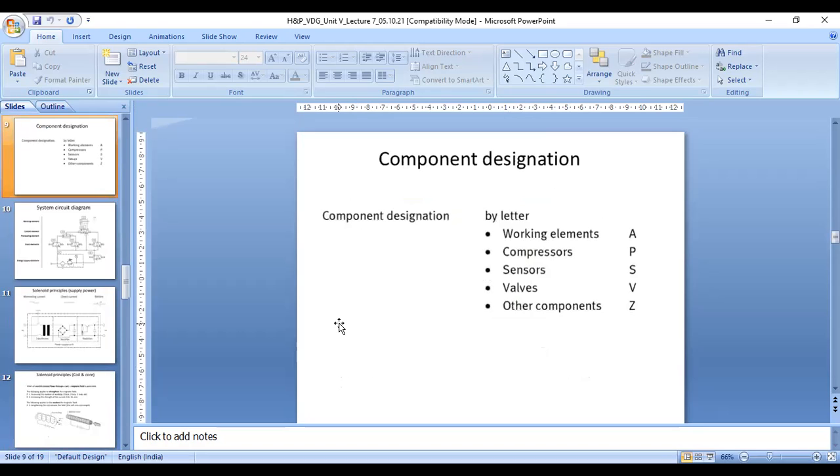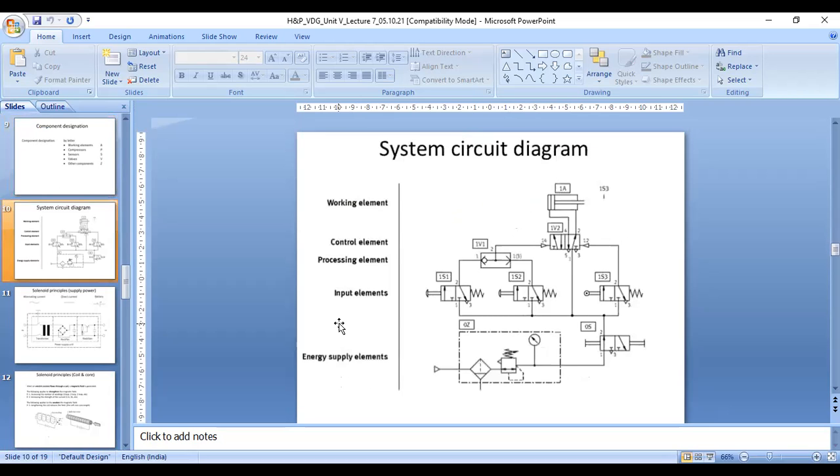Component designation by letter: working element A, compressor P, sensor S, valve V, and other components Z. System circuit design diagram: working element, control element, processing element, input element, energy supply element. This is the system circuit diagram for the valve.